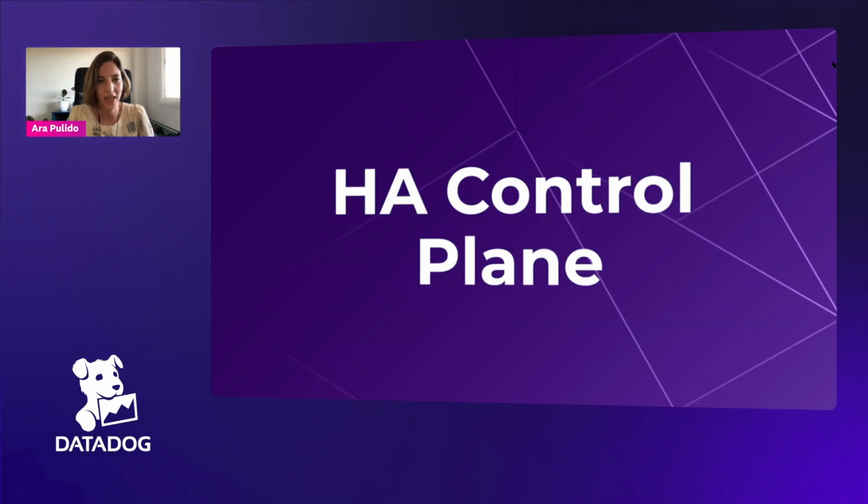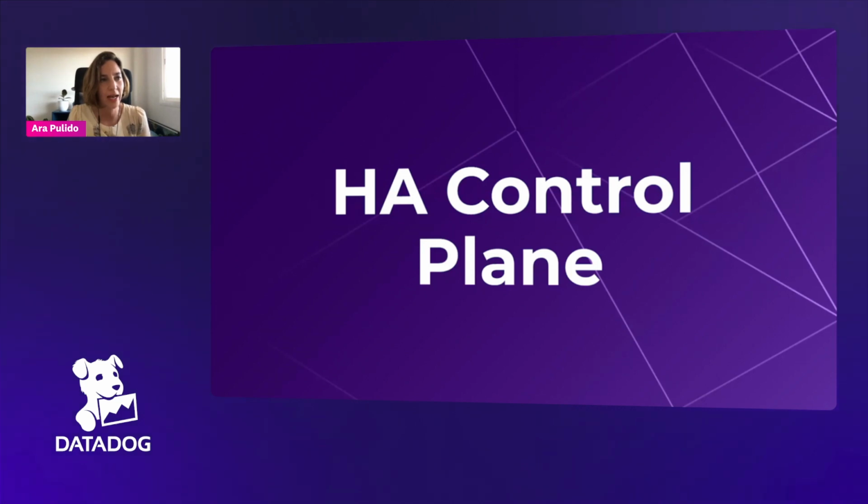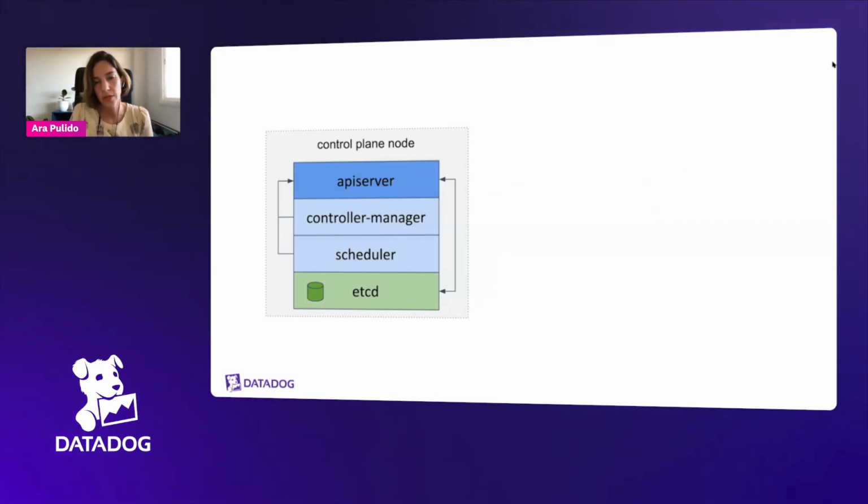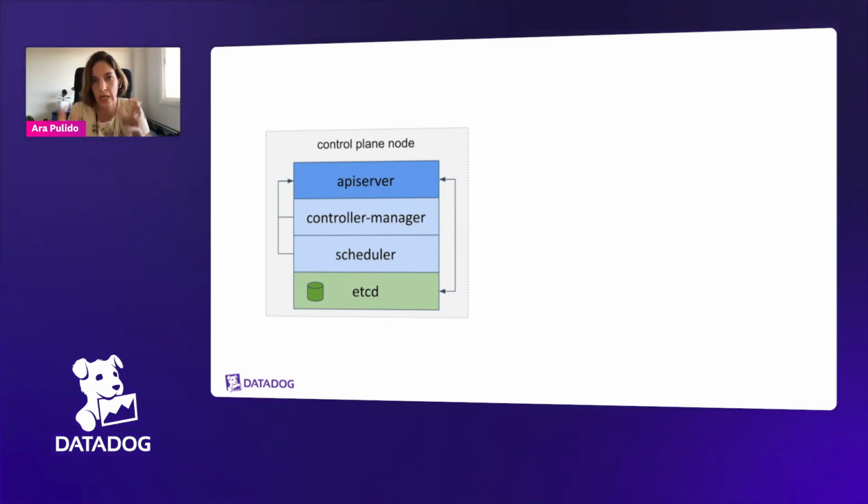Sounds good. Okay, let's start diving in on all the different decisions that we had to make. The first one that we are going to talk about is the control plane and how we run it in a high availability architecture. So just to introduce the topic, the control plane in Kubernetes is a set of processes that basically manage the cluster itself.